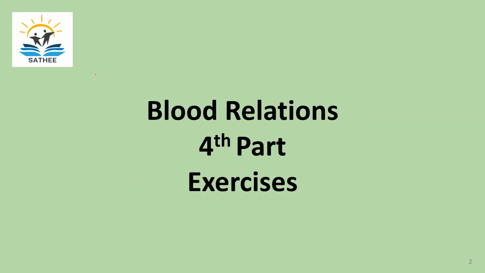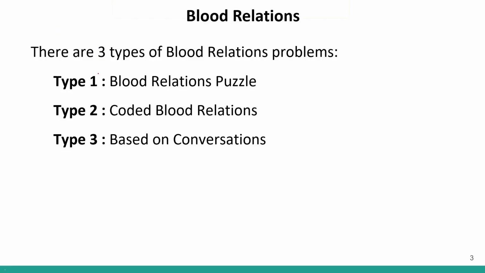So let us start. Now, in the previous lectures, we discussed that there are three types of problems that can be formed in blood relations. We discussed type 1 in detail in the previous lecture. In today's lecture, we will discuss type 2 and type 3 in detail. So what is type 1? Type 1 is blood relation puzzle.